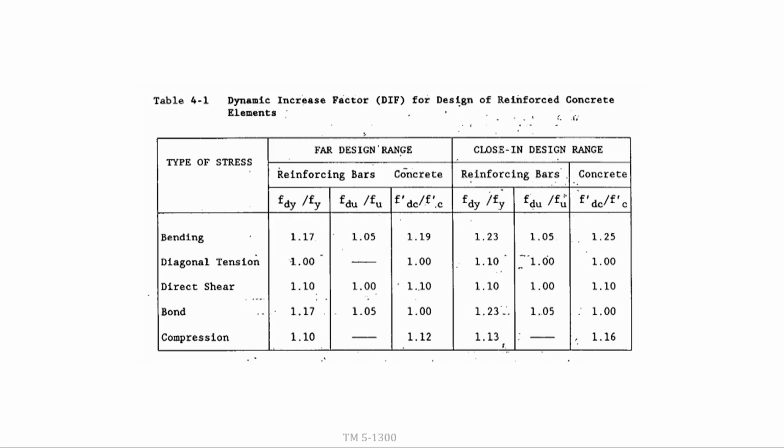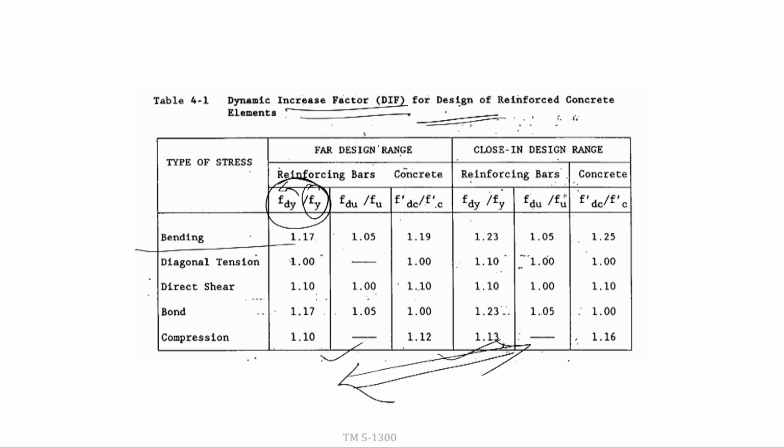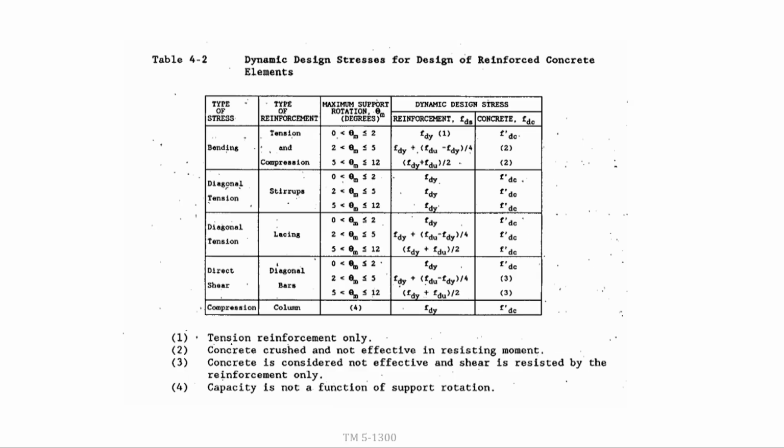Similarly, we will look at the design of the concrete section. Similar to the steel section, these tables are given to increase the design stresses. This is the increase factor used for multiplying the design stresses, from the yield stress to the dynamic design stress. Depending upon different bending action, tension action, and shear action, different factors are given. Again, for different support rotation limitations, different values of design stresses are given.